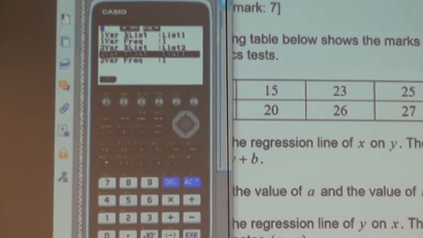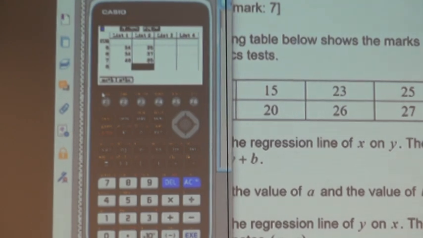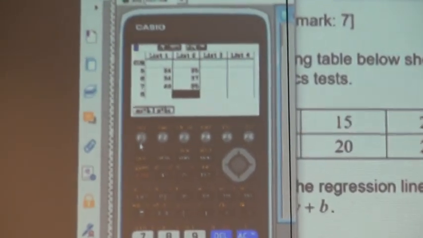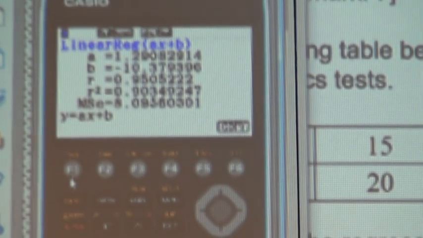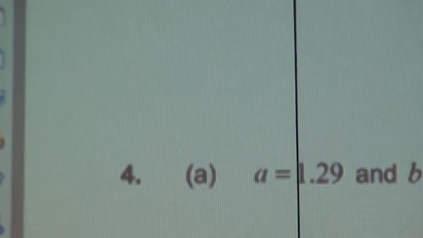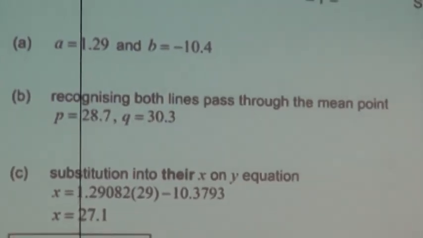Okay. Once you do that, execute regression of x. Then you see ax plus b. So you are going to do ax plus b now because you have changed the order of the list, not a plus bx. And once you do that, it's going to give you the values of a and b as 1.29 and -10.4, to 3 significant figures.